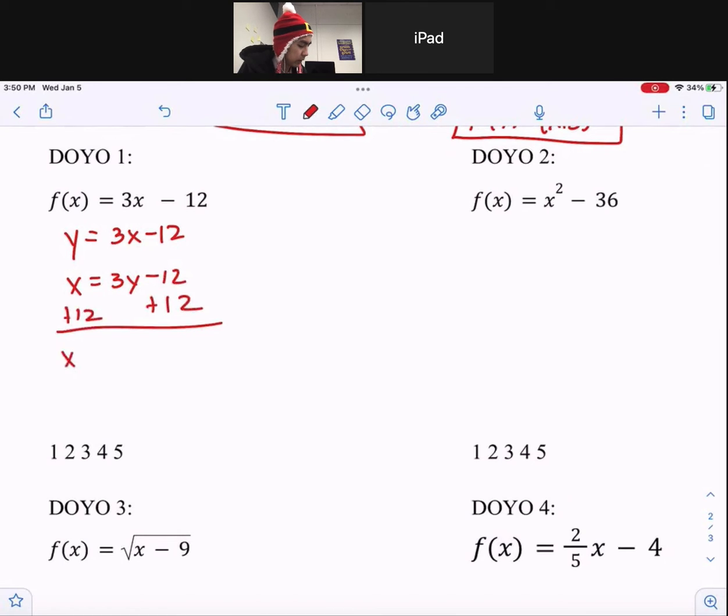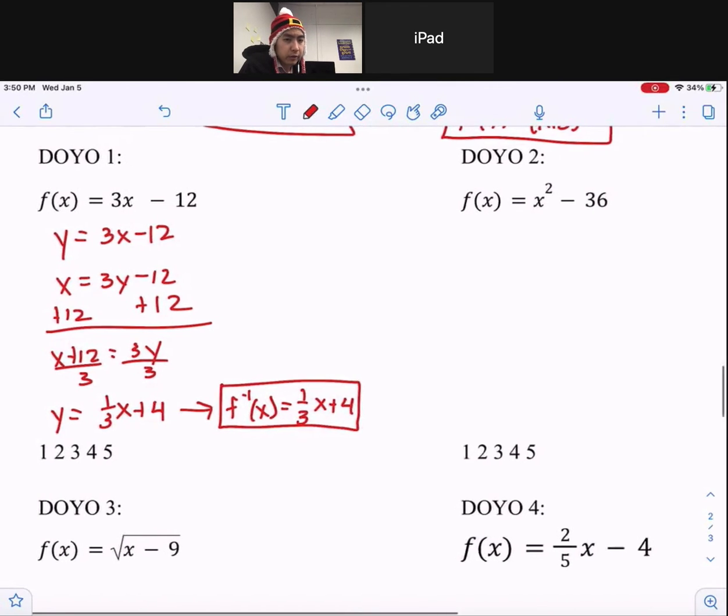Add 12 to both sides. And now to solve for y, divide both sides by 3. So 1/3 x plus 4, and that is your inverse function. 1/3 x plus 4.